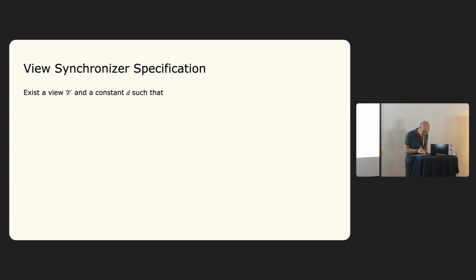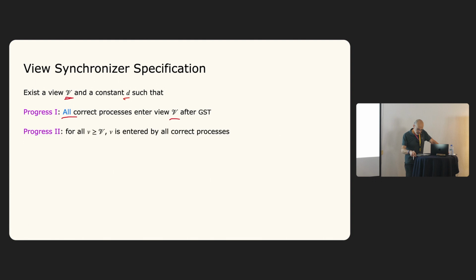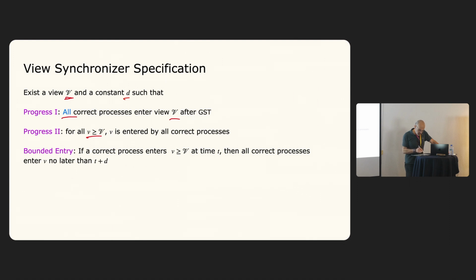We say that there exists some view curly v and a constant d such that we have the following properties. All correct processes enter this view v after GST, and then all views greater than this curly v are entered by all correct processes. Then we have a property called bounded entry. If a correct process enters one of these synchronous views at time t, then all correct processes enter v no later than t plus d.